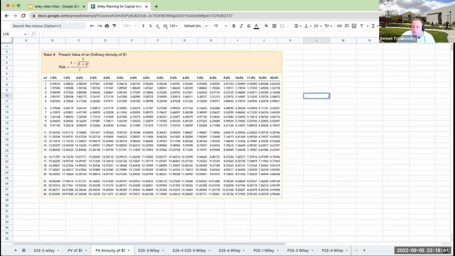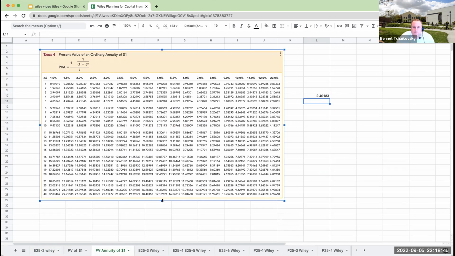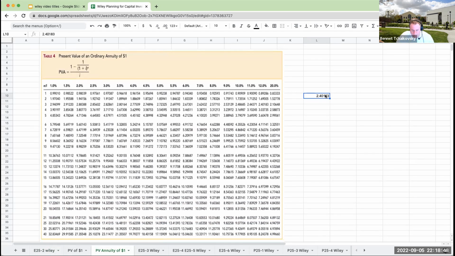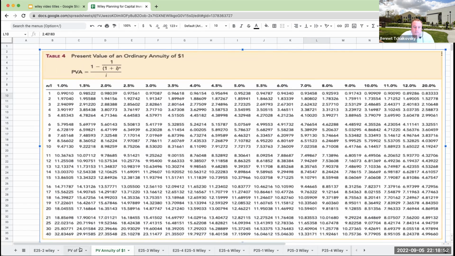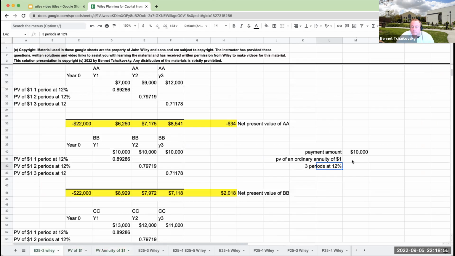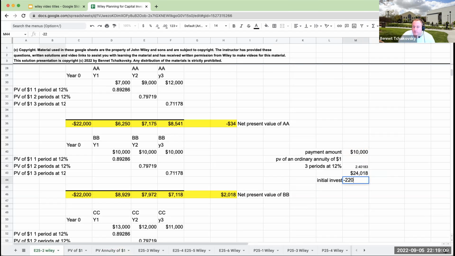2.40183. So if I multiply this, 10,000 by 2.40183, I'm going to get 24,018. My initial investment is 22,000. So my net present value is going to be 2018.